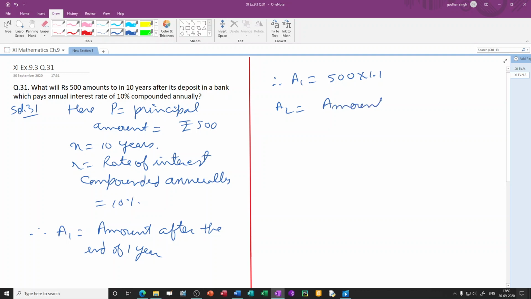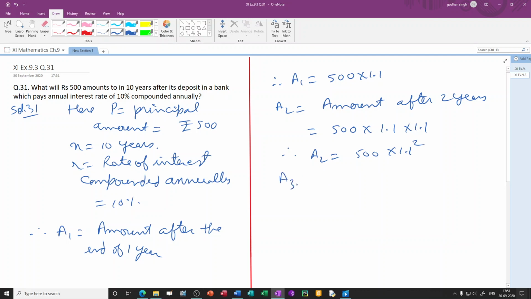A1 is equal to the amount after 1 year. After 2 years it will again become 1.1 times of this one, or we can say it is 500 into 1.1 for the first year amount, then the second year it will again increase by 1.1 times. Therefore we can say that A2 equal to 500 into 1.1 square.